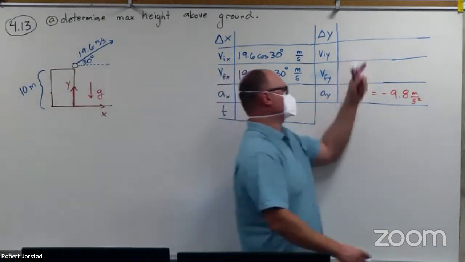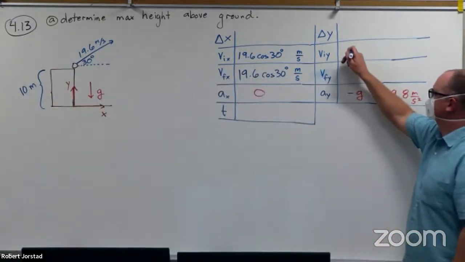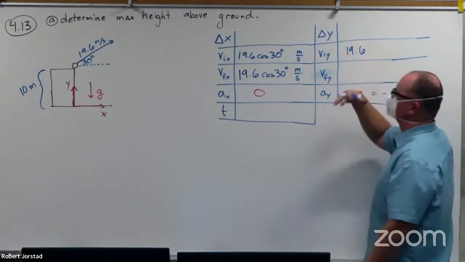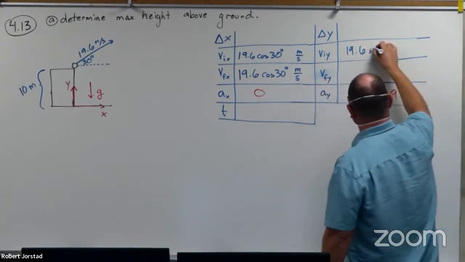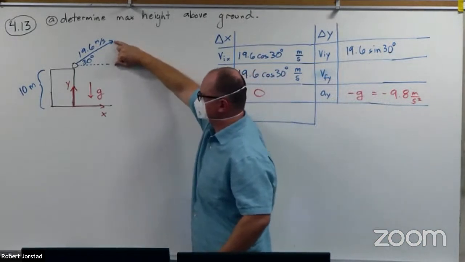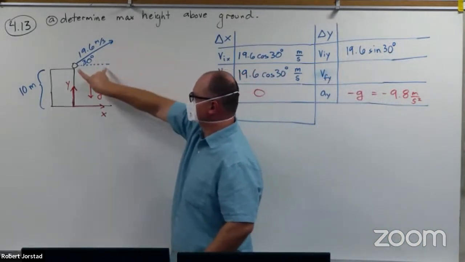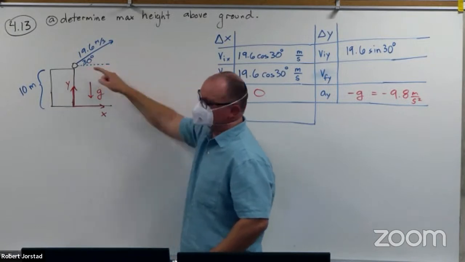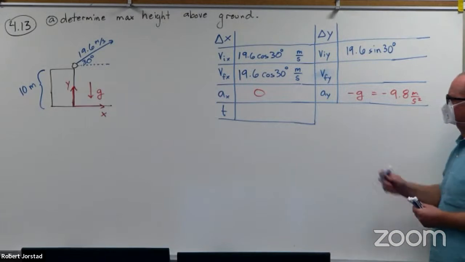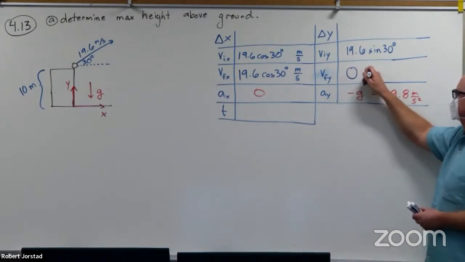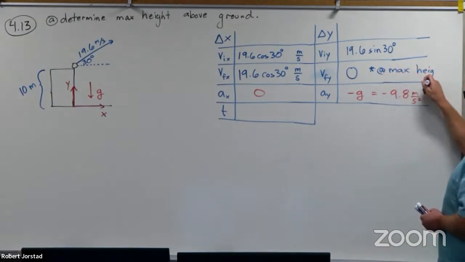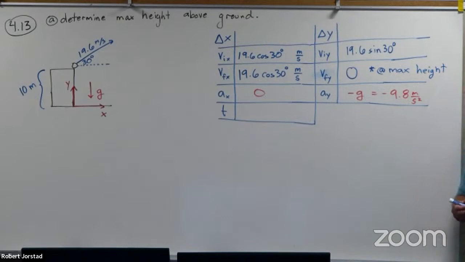Okay, how about V initial Y? What's that going to be? 19.6 sine, because that's right here, right? The sine is the vertical component because that's opposite to 30 degrees. The cosine is the X because that's adjacent. So, do I know V final Y? 0. Why? At max height. Yeah, because something in the problem told us we're at max height. So you're supposed to know that piece of information.